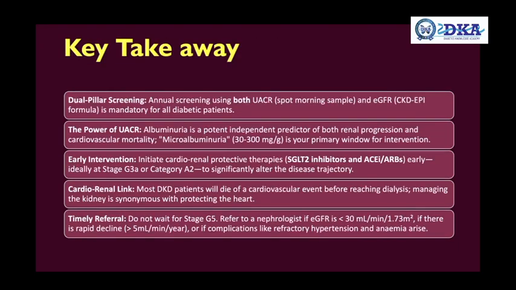So the key takeaway is we have dual pillar screening, which includes urine albumin creatinine ratio and eGFR. And albuminuria is an important predictor of both renal progression and cardiovascular morbidity. As soon as possible, we have to do early intervention, and we have to monitor the cardiac condition also, and proper timely referral. Do not wait for stage 5. Refer to a nephrologist if the eGFR is less than 30 to 45 ml per minute, or if there are complications like refractory hypertension and anemia.